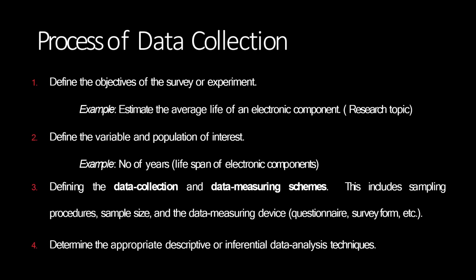And the second point is define the variable and population of interest. So for this point, detailed information has to be published in the research paper. That is, you have to define all the variables and population. Population, obviously, can be taken as the whole data. So, which is of your interest? Which one are you going to choose?